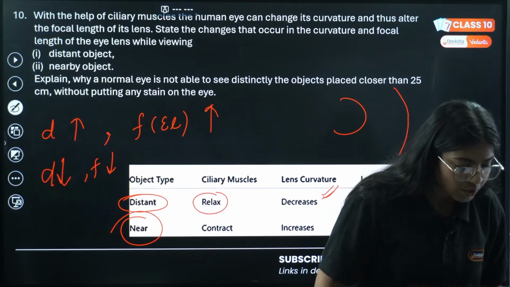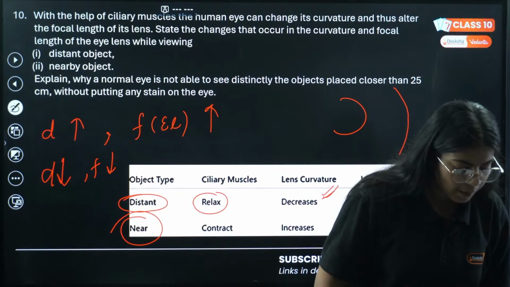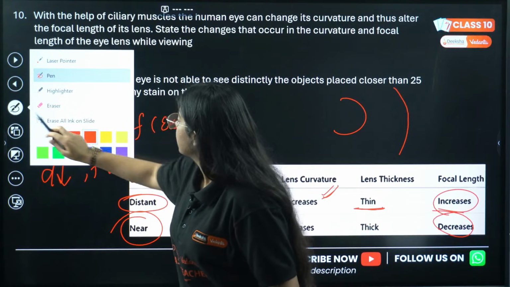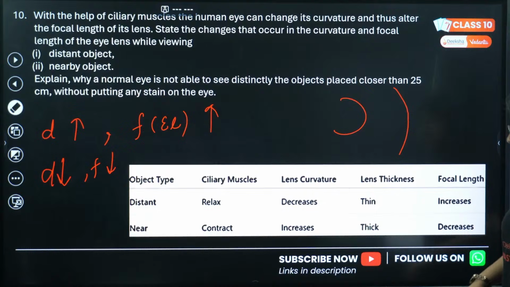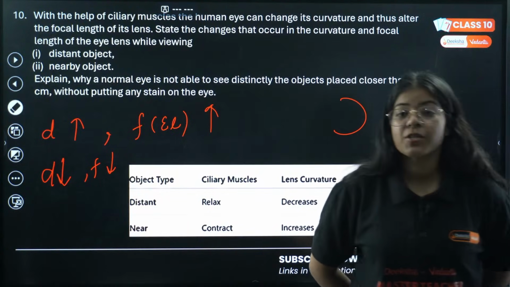What is your question, Karan? Yes, okay, let me just clear this part and you can take the screenshot. What was your question, Karan? The focal length increases for a distant object. Correct, Aryan, you are correct. Then any more questions? Anything left?